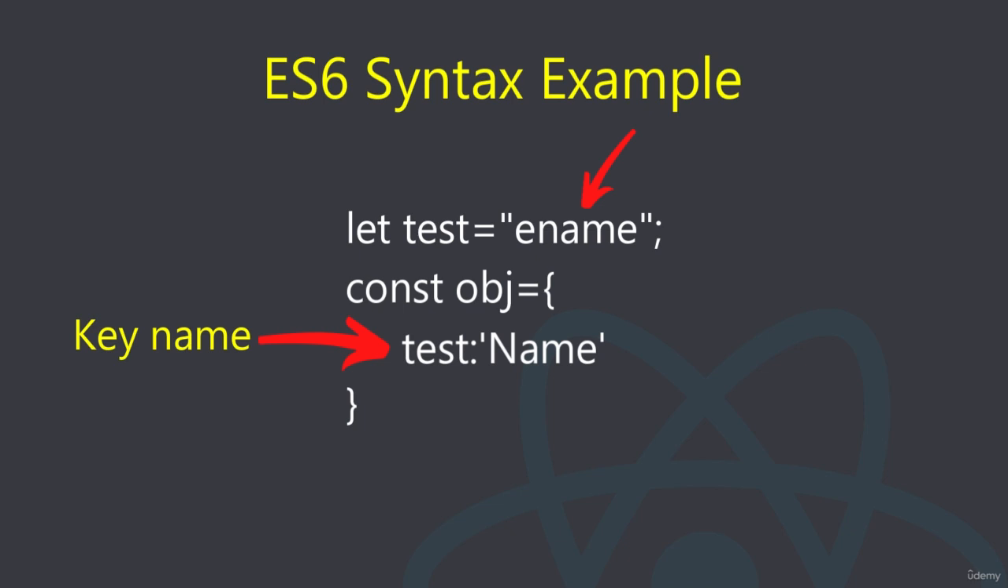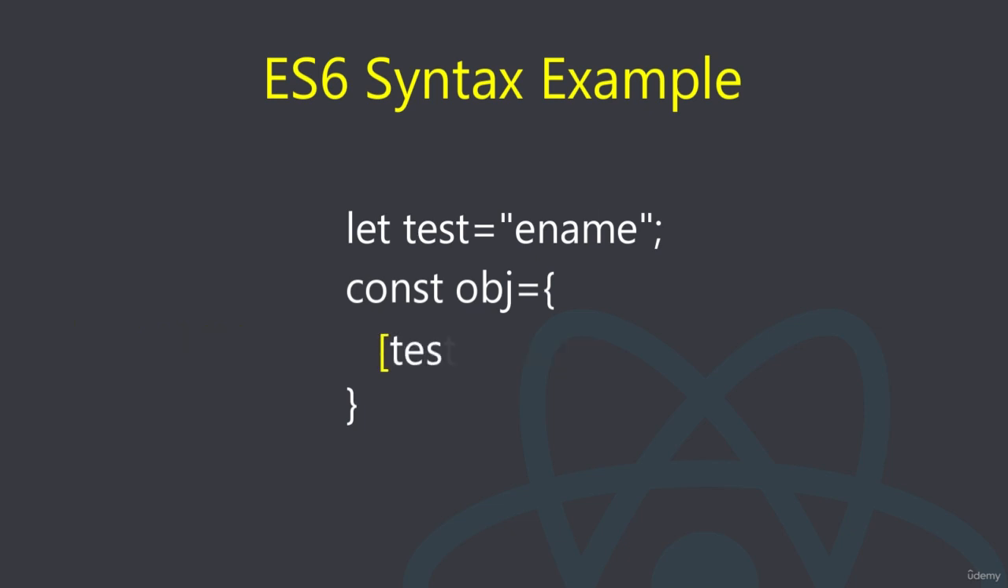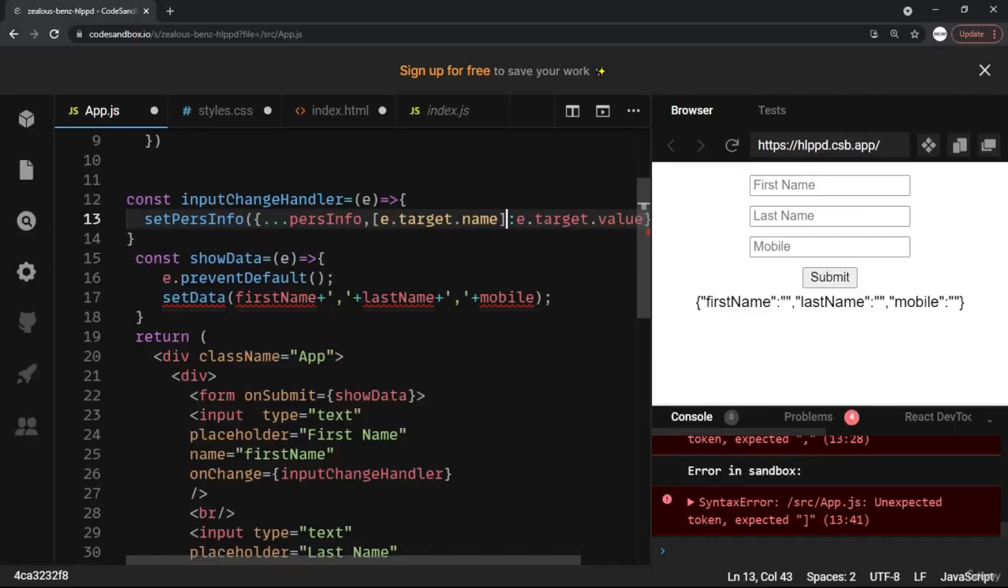But when you want it to be dynamic, when you want the ename to be the key, not test, so the key's value should be taken from a variable, you just use the square brackets. So now this test is containing ename, so actually the object will have ename equal to the value. So this is the concept of a dynamic key, and the same we are applying here as well.